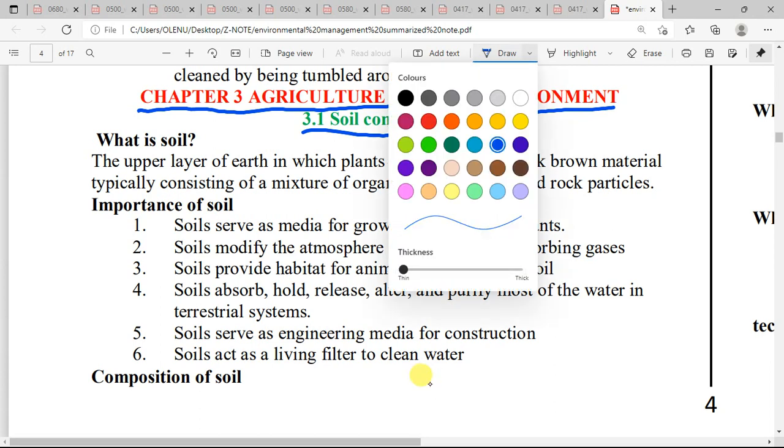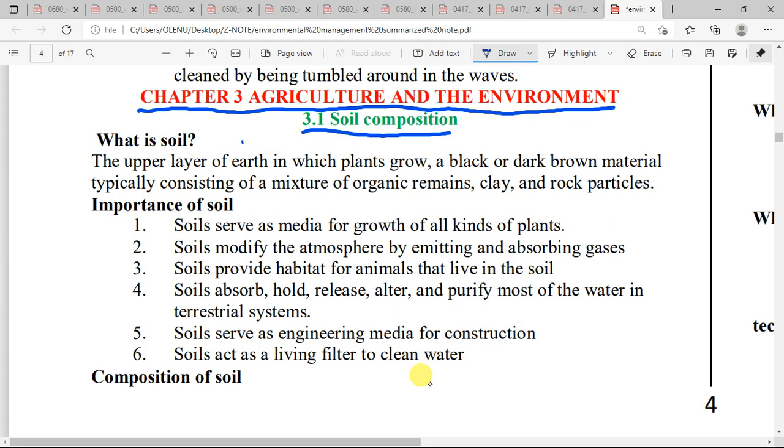What is the soil? First, you find out that the upper layer of the earth in which plants grow, a black or dark brown material typically consisting of a mixture of organic remains, clay, rock, and rock particles, is usually referred to as soil.